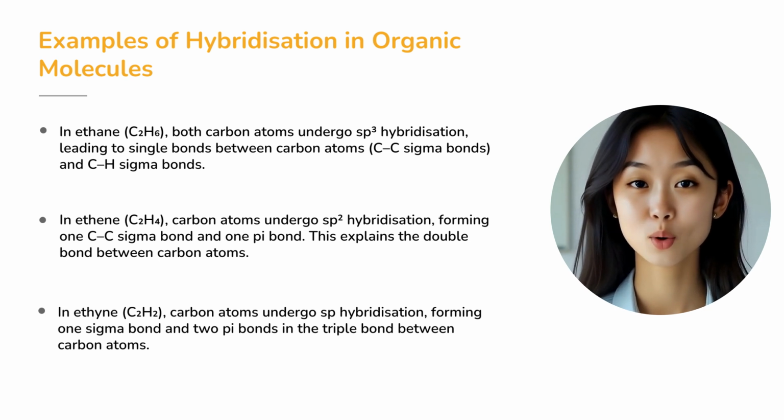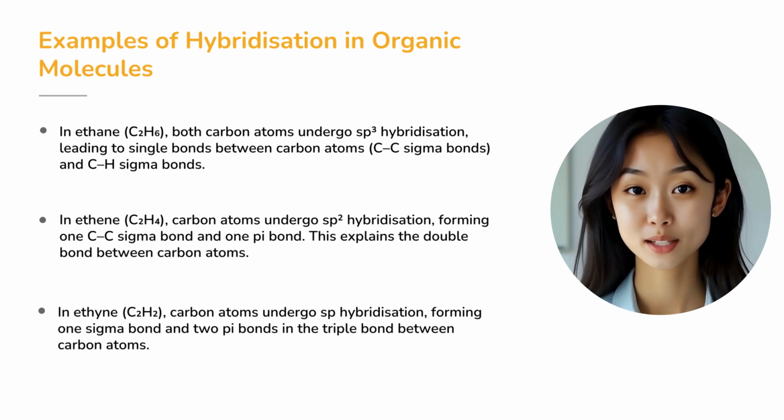In ethane, both carbon atoms undergo sp³ hybridization, forming single bonds with hydrogen and with each other. The carbon-carbon (C–C) bond and the carbon-hydrogen (C–H) bonds in ethane are all sigma bonds, and the bond length of C–C is 154 picometers, while C–H is 109 picometers. This is a great example of how sp³ hybrid orbitals lead to stable molecules with single bonds.